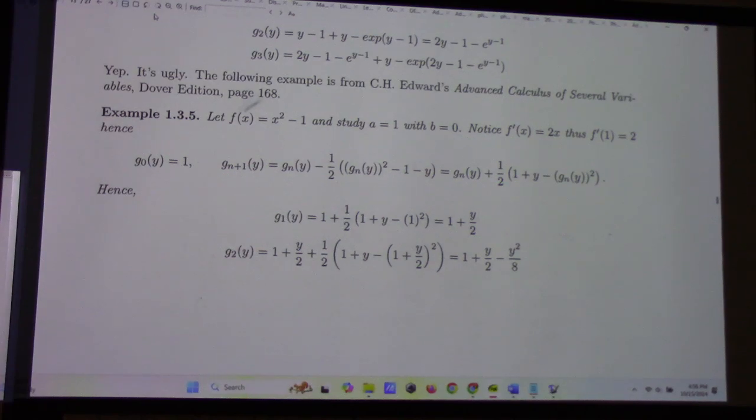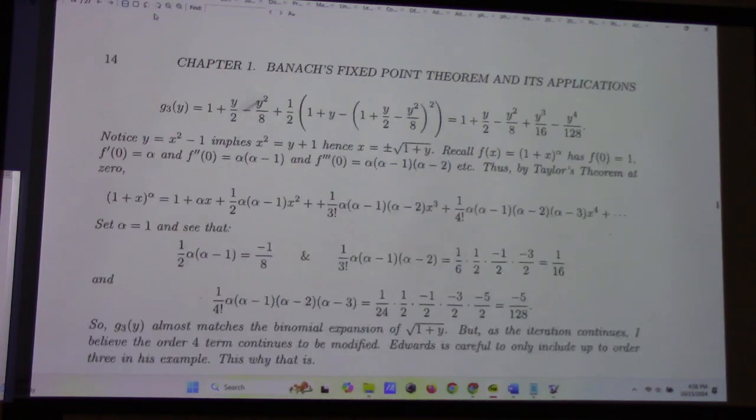Now there's an example in Edwards. He tries to find the local inverse to x squared minus 1 with a equals 1 and b equals 0. So here f prime of x is 2x, which means f prime of 1 is 2. And so here's the iteration. What's it look like? This is what you do. And when you get to the first one, you get this. You get to the second one, you get that. And this is kind of nice, right? And then the third one gives you this. It's still nice. And then you're like, oh, wait, maybe something's happening here.